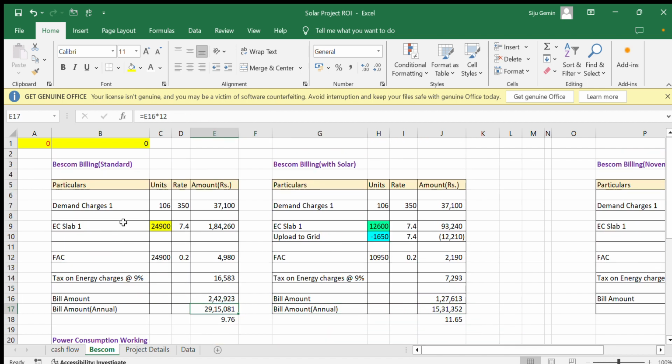So here you can see standard Bescom billing will be 29 lakhs. With solar, the billing will be 15 lakhs 31,352 monthly billing. But here, as you can see, per unit cost right now will be 9.76, whereas after taking solar connection it will be 11.65, considering the minimal costs or fixed costs which are involved in the Bescom billing pattern.